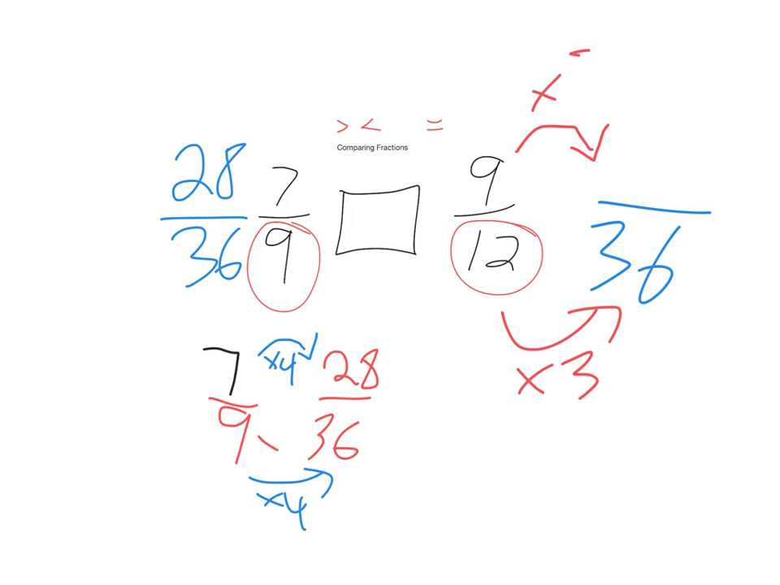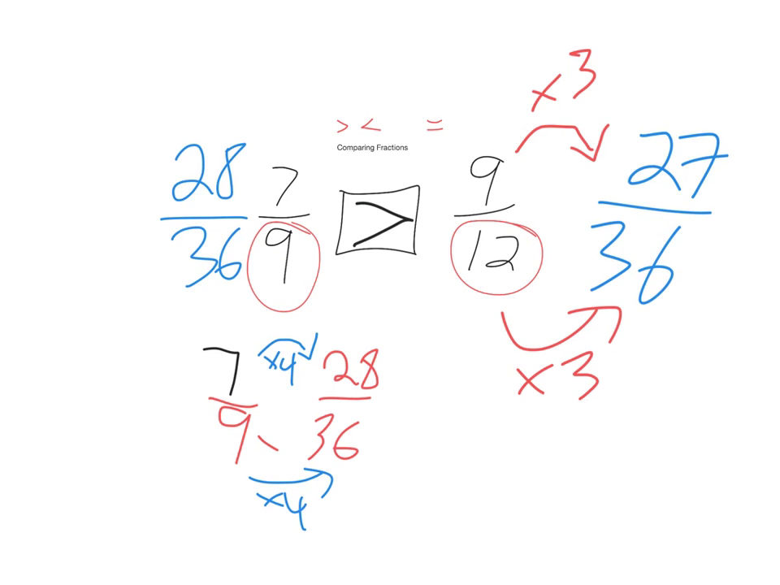Multiply it by the same or divide by the same. What's 9 times 3? 27, right? Do we have the same denominator? 27 over 36, 28 over 36. Is it the same bottom? Yes. The bottom has to be the same. Now, can you tell me which way the sign will go? Which one's biggest? Which one's greatest? That one, right?